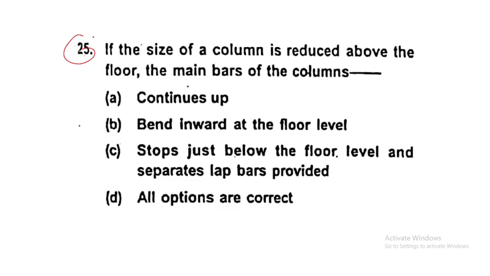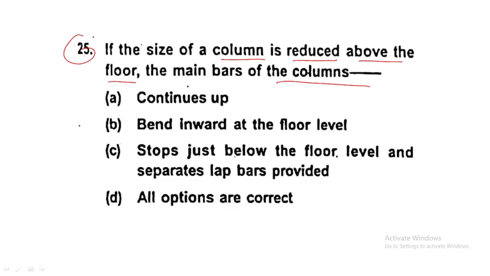Okay, done. Next question. If the size of the column is reduced above the floor, what will happen to the main bars of the column? Continues up, bent inward at the floor, stops just below the floor level, and separate lap bars.